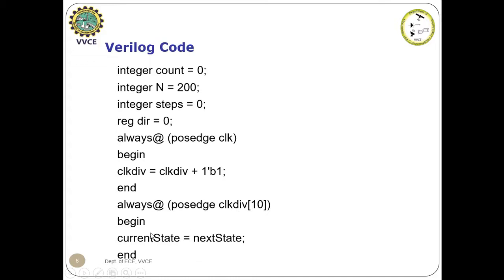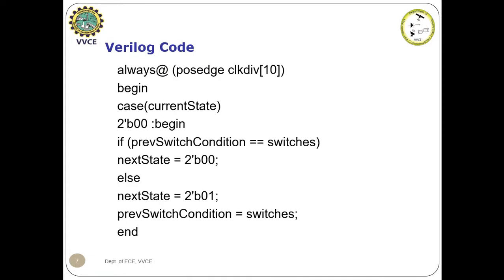Irrespective of any condition of the switches, I am assigning the next state as the current state. Okay, I repeat again, always at positive edge of clock division of 10, that is the clock frequency required to work with a stepper motor, I am assigning the next state to the current state. And again at positive edge of the clock I am processing the case statement. Okay, here my condition is to check the current state.